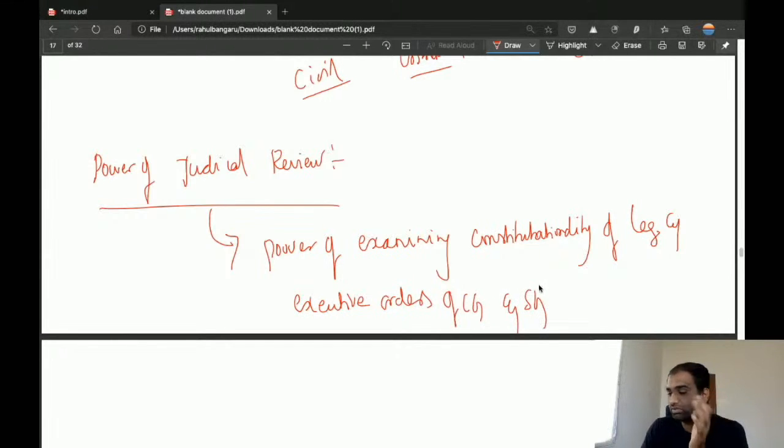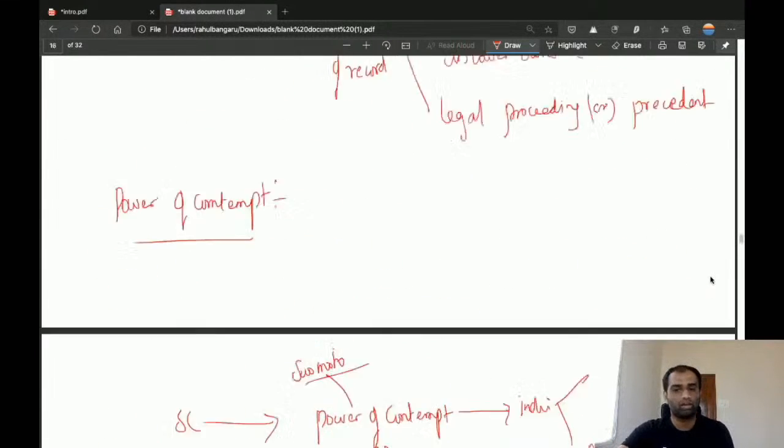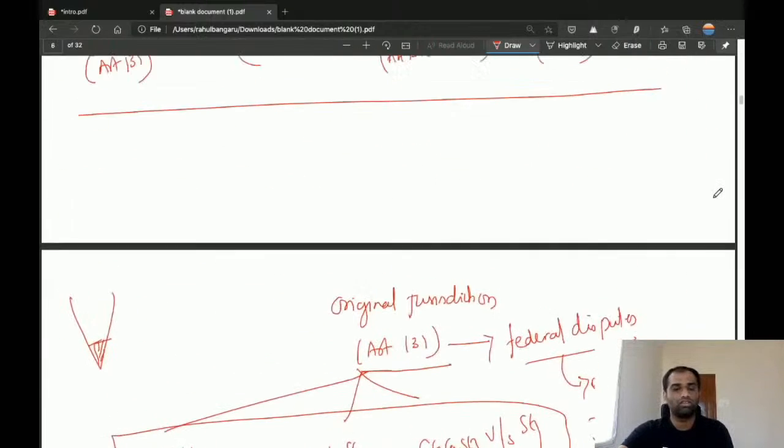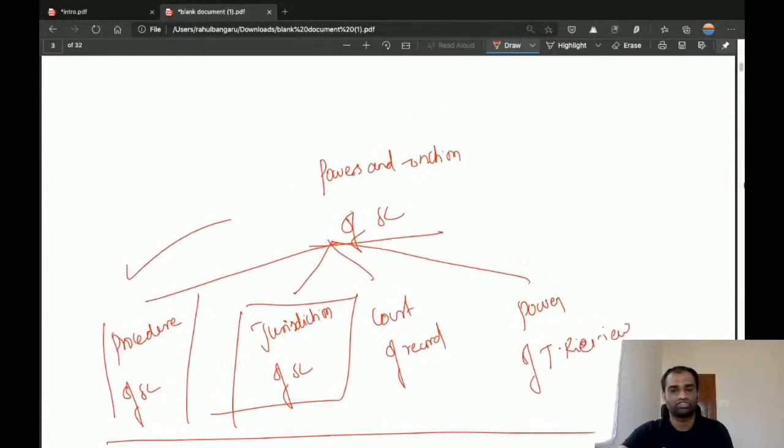Based on this power of judicial review, the Supreme Court has the power of examining the constitutionality and legality of executive orders as well as legislation of both the central government and state government. This is the power of judicial review given to the Supreme Court of India. So that's it, everyone. We have completed today's class. We have discussed everything about the powers and functions of the Supreme Court.